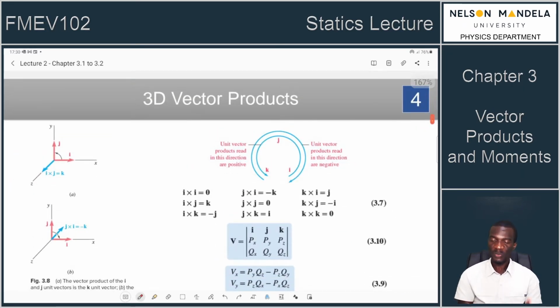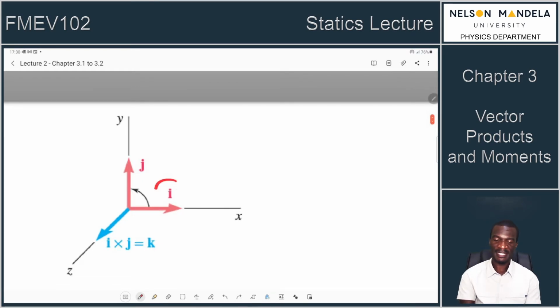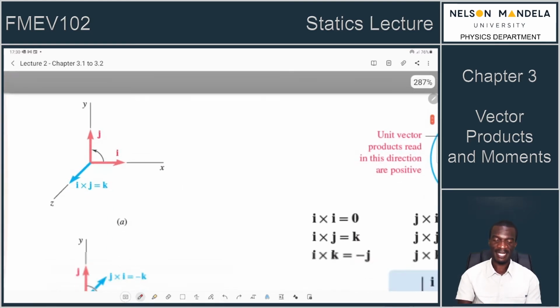Right. When we are in three dimensions now, we need to think about these cross products in terms of their unit vectors. So just a quick reminder, our unit vector in the x direction is i, our unit vector in the y direction is j, in the z direction is k. So the cross product is actually defined by these unit vectors. If we cross i cross j, we will form a k. So that is the definition of the third axis, the z axis.